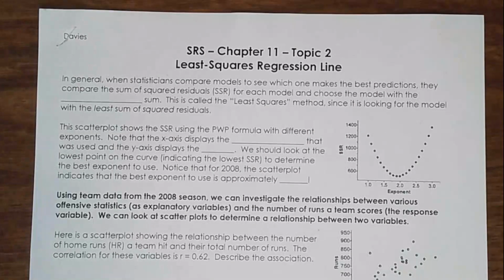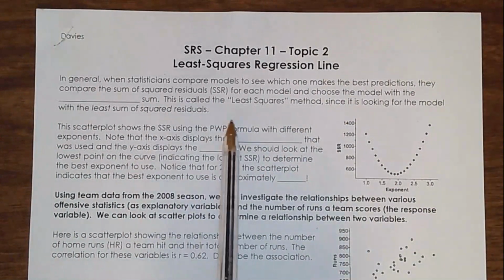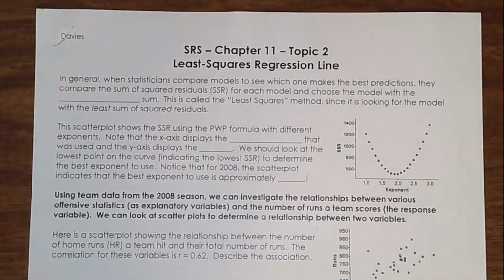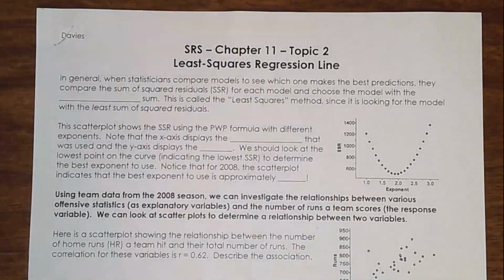Okay, today we are introducing the concept of the least squares regression line, but we're first going to start off by revisiting the concept of the sum of squared residuals. If you can remember from the topic 1 notes from yesterday, when statisticians compare models to see which one makes the best prediction, they compare what's called the sum of squared residuals, which we talked about at the very end of the topic 1 notes.